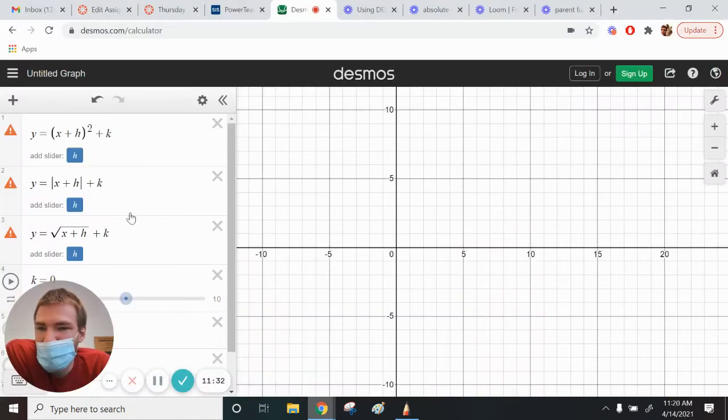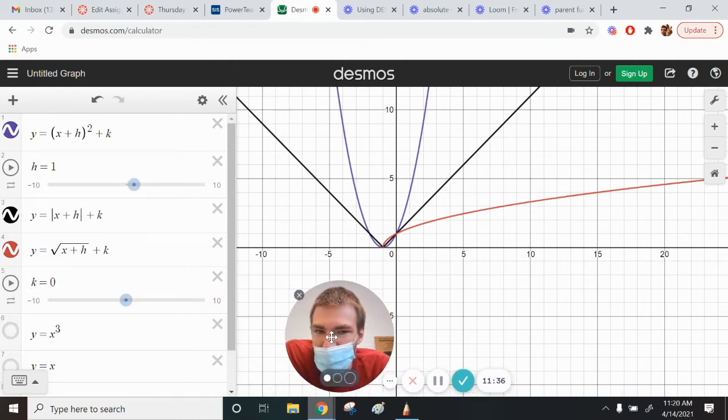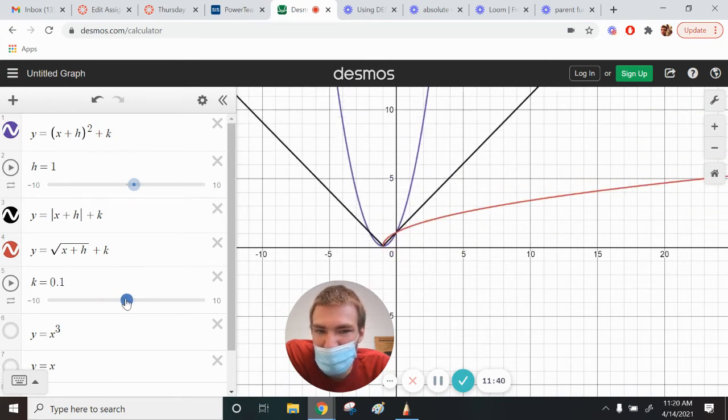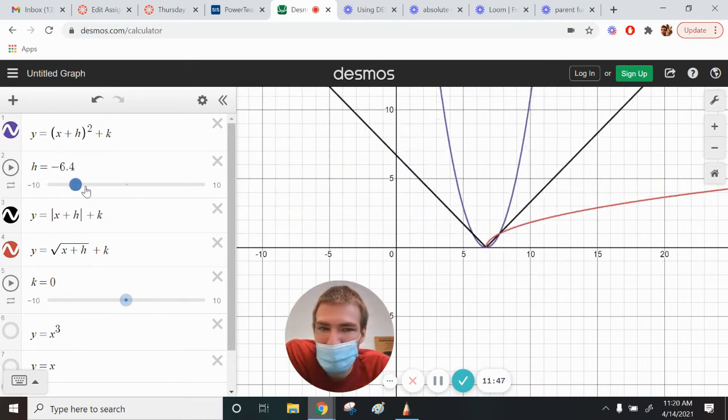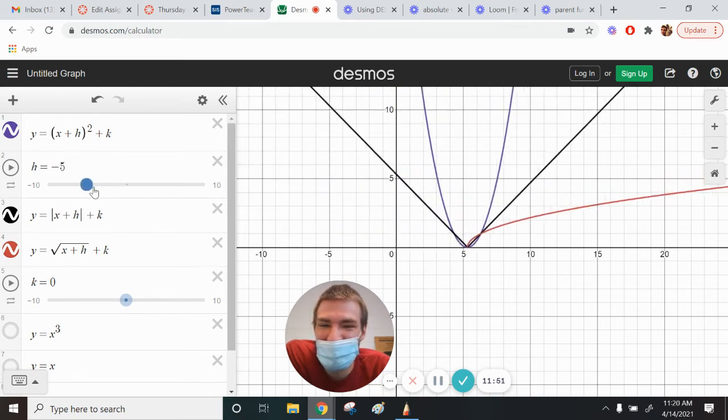What does this H do? Okay, let's add a slider for H. We know that the K was moving it up and down, right? We put the K back at 0, so the K wouldn't bother us. What does the H do? Side to side, right? It's not rocket science. The H is moving us side to side.